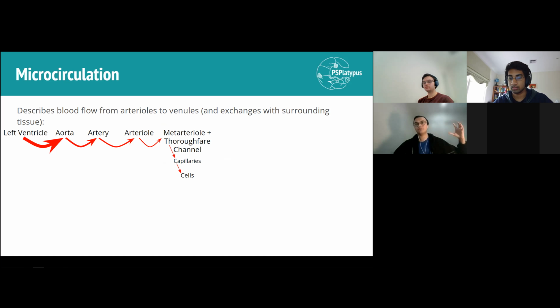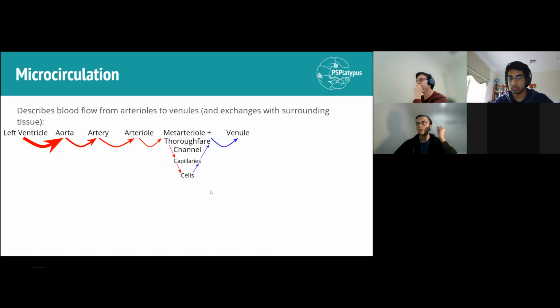You start off with a very big idea from the left ventricle, then the big branch, which is the aorta. You build your way down, branching further and further until you reach that smaller arteriole. Then you get that metarteriole, thoroughfare channel, and then capillaries. And then from there, you can finally have exchange of gases, for example, like oxygen.